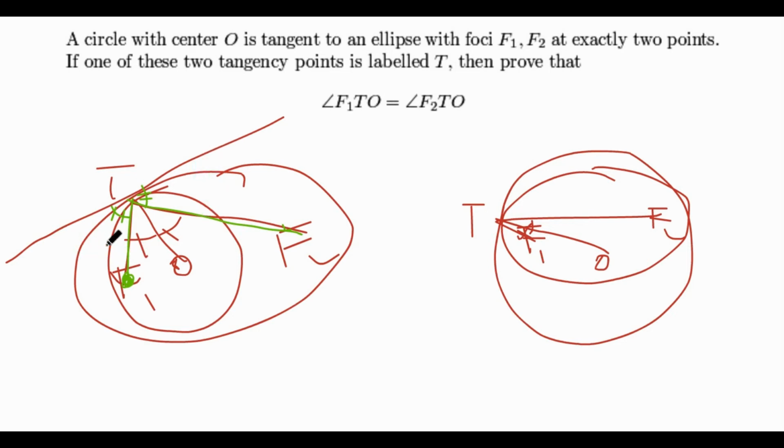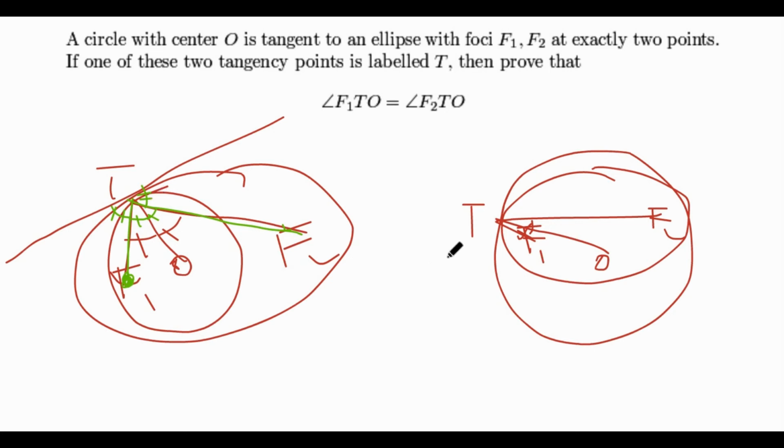However, there's also something else we know. Because this line is tangent to the circle with center O, this angle is right, because of simple circle properties. But since this part is right and this part is right, that means this angle is also equal to this angle. But wait, that's exactly what we're trying to prove. Therefore, we're done.